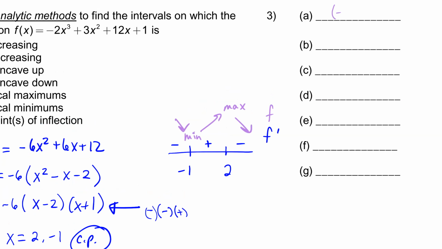I see your hand. Just a moment. Decreasing is where we're going down. So that's part B: from -infinity to -1, union 2 to infinity.